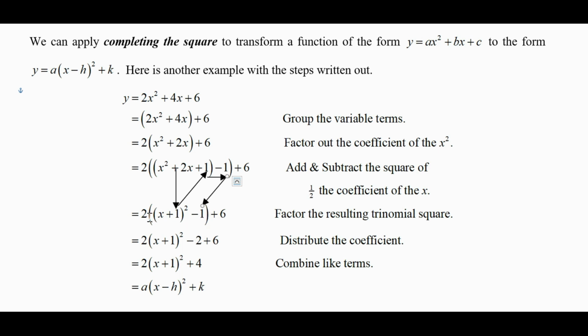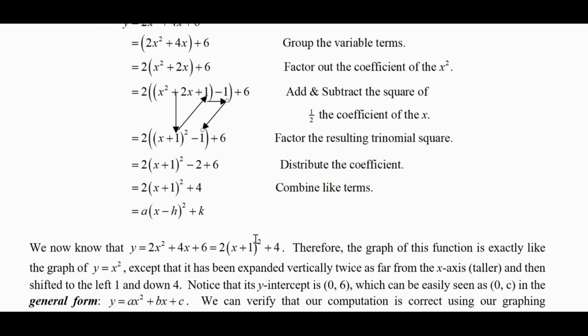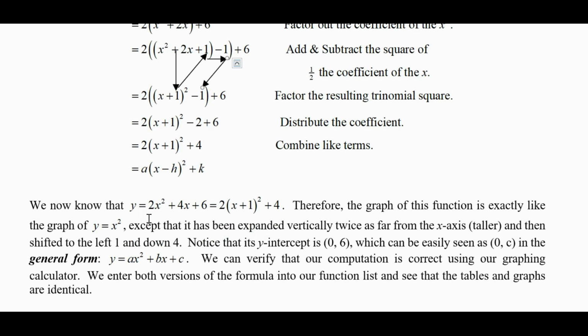Now I'm going to distribute the 2. 2 times the negative 1 is negative 2. Add these together to get 4. And now we have it in the form that we want. h is negative 1, k is 4. So what we've said is y equals 2x squared plus 4x plus 6 can be rewritten as 2 times x plus 1 squared plus 4.